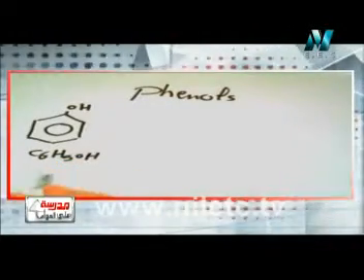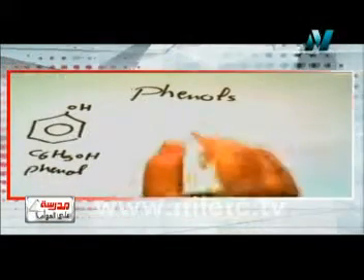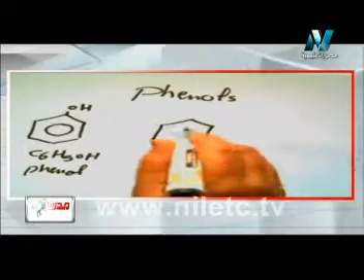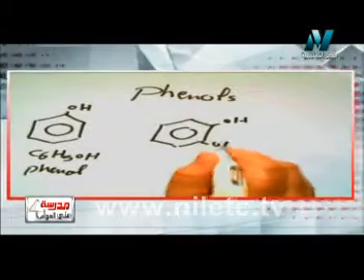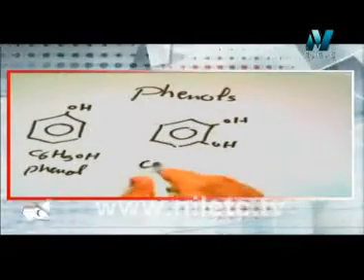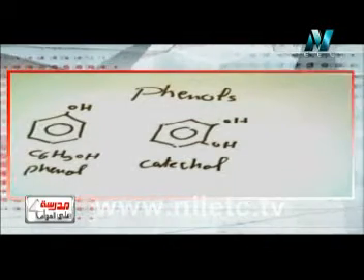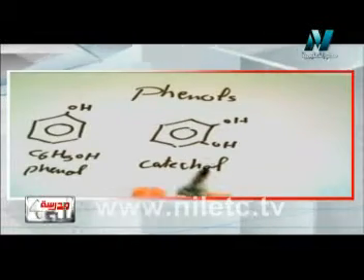C6H5OH. This is called phenol. When the benzene ring contains 2 hydroxyl groups, OH, it is called catechol. Catechol is dihydroxybenzene, 1,2-dihydroxybenzene. When the benzene ring carries 3 hydroxyl groups, it is called pyrogallol.